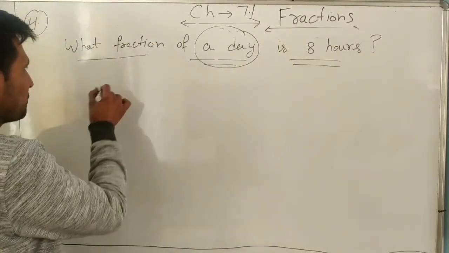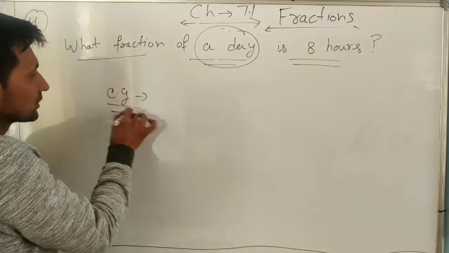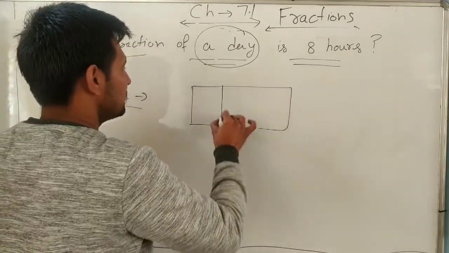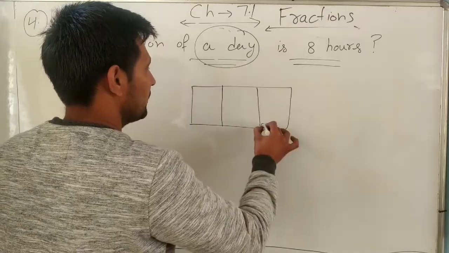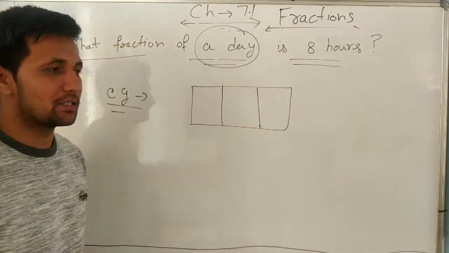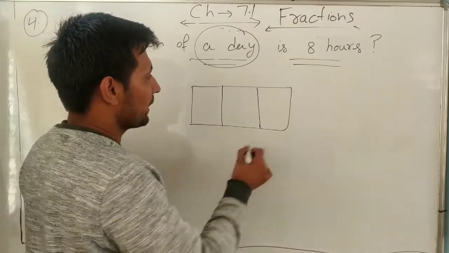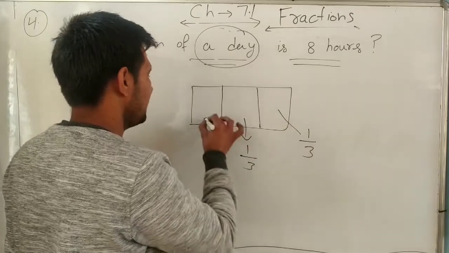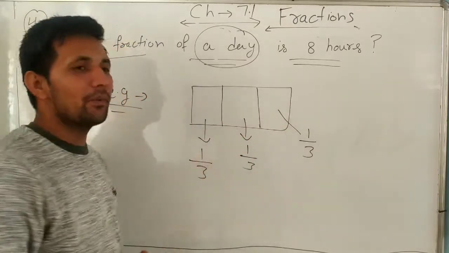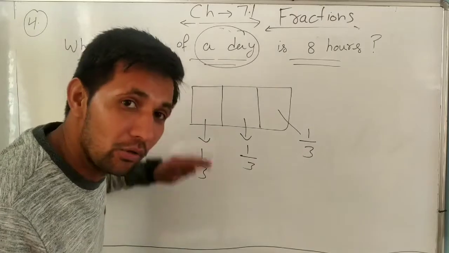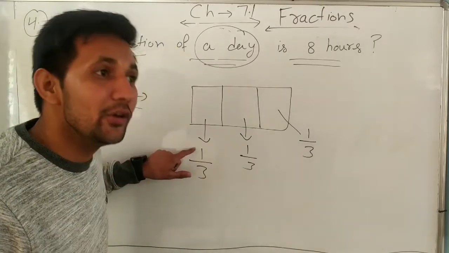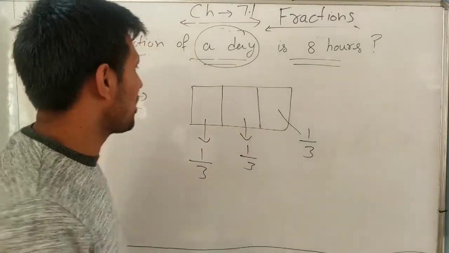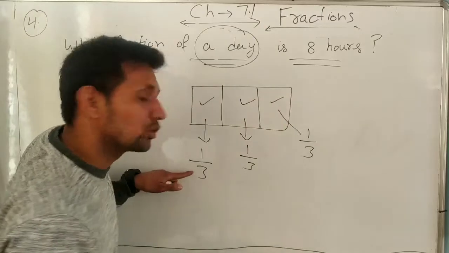Suppose I take one example first. Suppose it is a chocolate, and you divide it in 3 parts. Out of these 3 parts, 1 part is called 1 upon 3. Always remember, downside is called the denominator and upside is the numerator. Always downside we will write the total number. How many in total? 1, 2, 3. So 3.